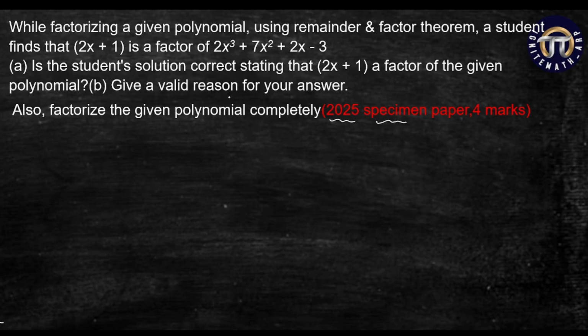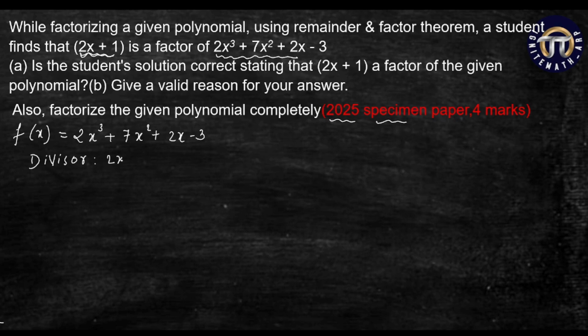So now the child is telling that the given polynomial has 2x plus 1 as a factor. Let me write the polynomial over here. f of x is equal to 2x cube plus 7x square plus 2x minus 3. Now here we don't know whether it's a factor or not, but the child is assuming that it is a factor. So I'll just take it as a divisor over here, because we don't know actually whether it's a factor or not. That means whether the student is right or not. Okay, the divisor is 2x plus 1.